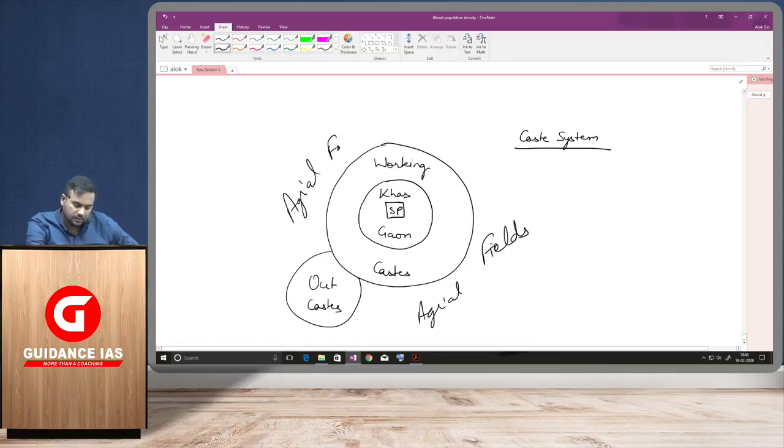Agricultural fields. Okay? So this is all these areas. The Khas Gaon and the working castes, they make up what? They make up the circulatory part of the village. The special part is in the center, and these are the homogeneous parts, the agricultural fields surrounding them. So Indian villages are specifically built around the caste system.